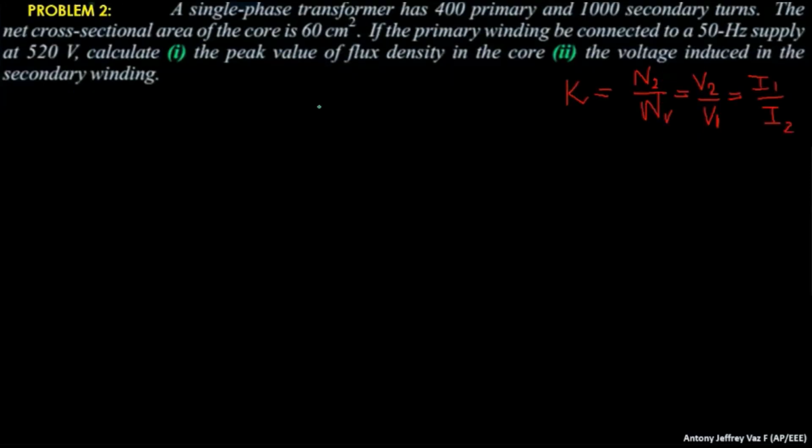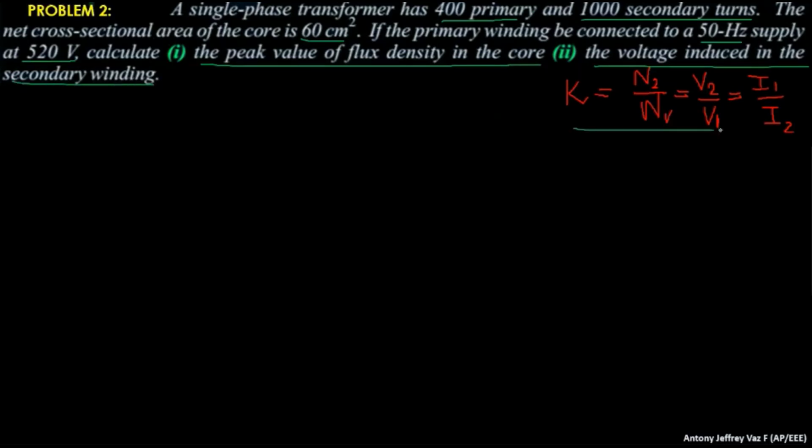Next, the second problem: a single phase transformer has 400 primary and 1000 secondary turns. The cross-sectional area of the core is 60 centimeter square. The primary winding is connected to a 50 hertz supply, at a voltage of 520 volt. You have to find the peak value of the flux density in the core and the voltage induced in the secondary winding.